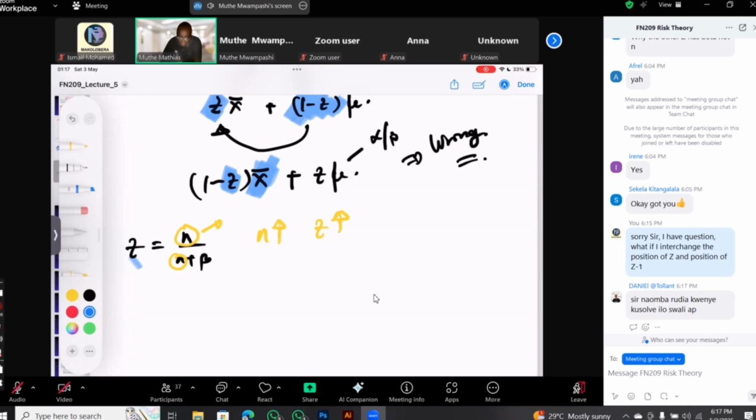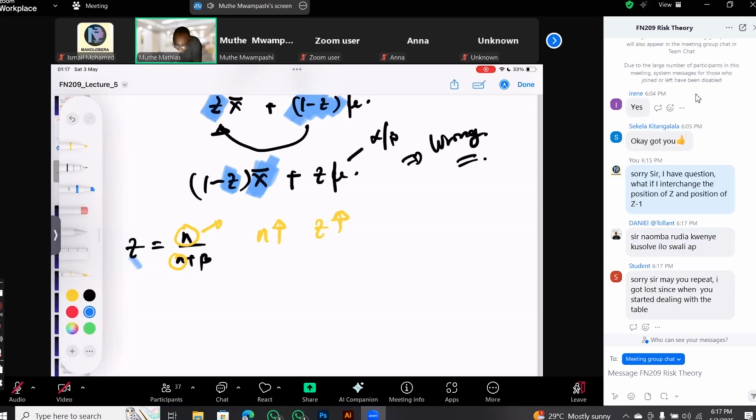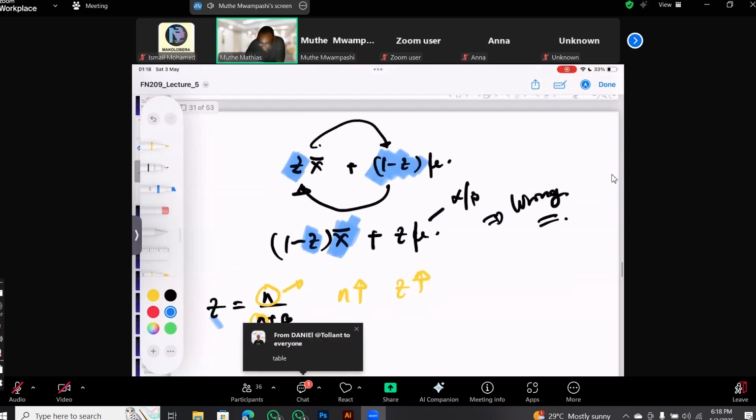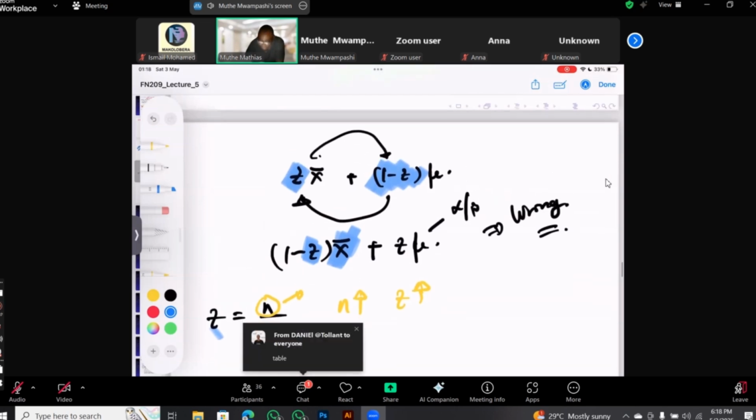Si ndio? Naomba udia kwenye kusolve hilo swali hapo. Sasa sijui swali, rudia kusolve hilo swali hapo. Swali lipi? I don't know kama nimeelewa hilo. Table. Okay, table, I get it. May you repeat, I got lost since you started dealing with the table.